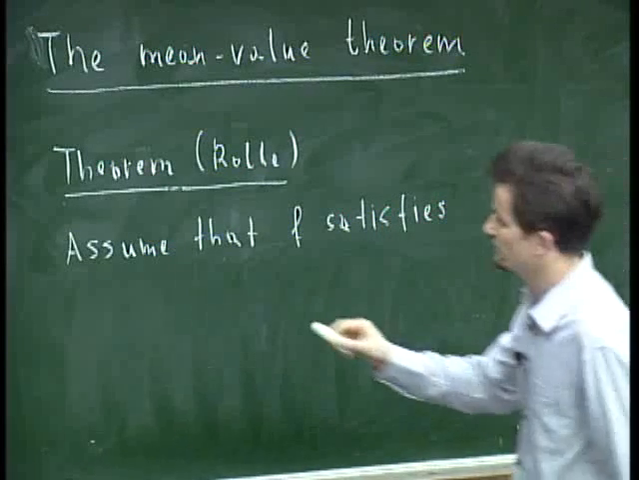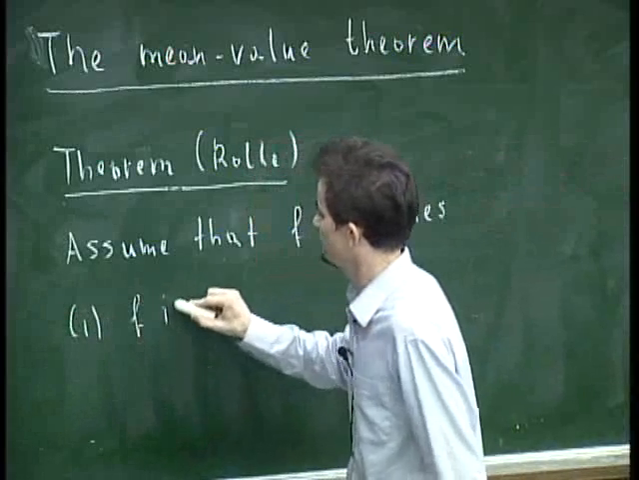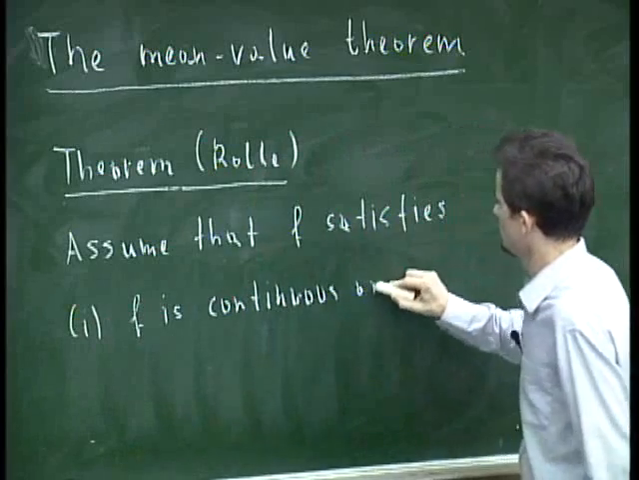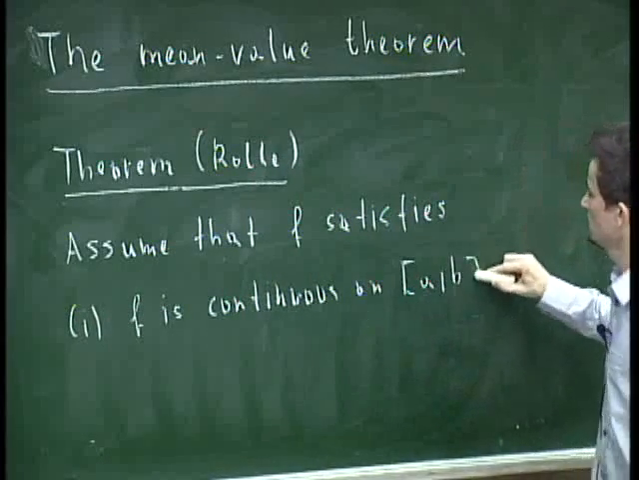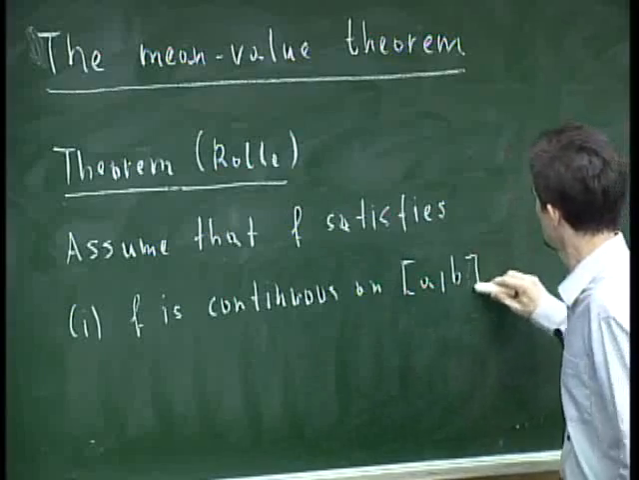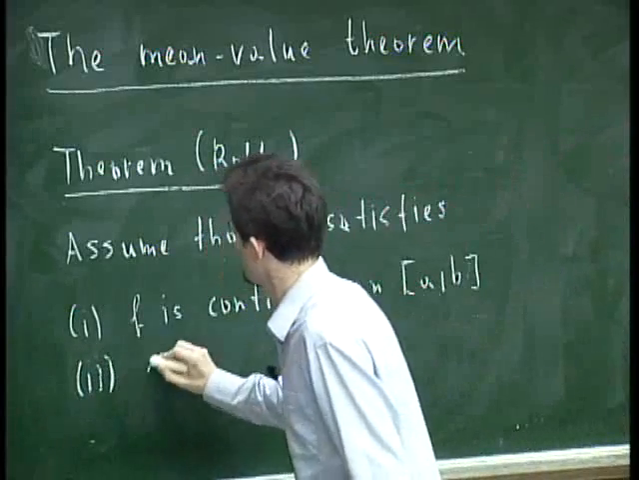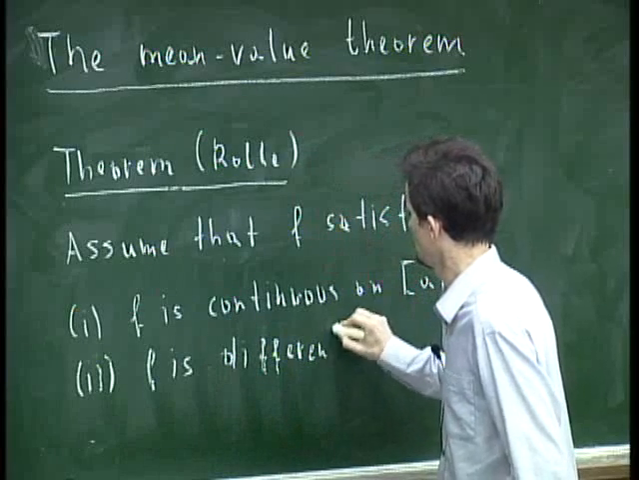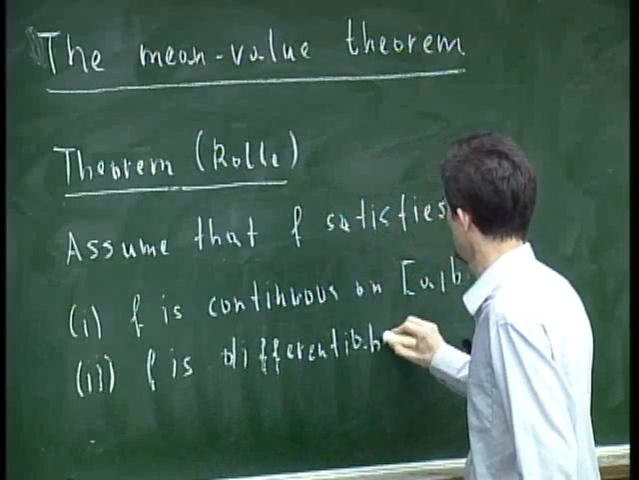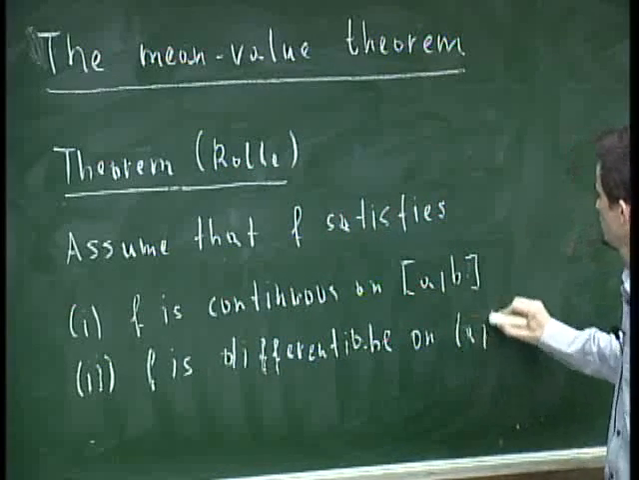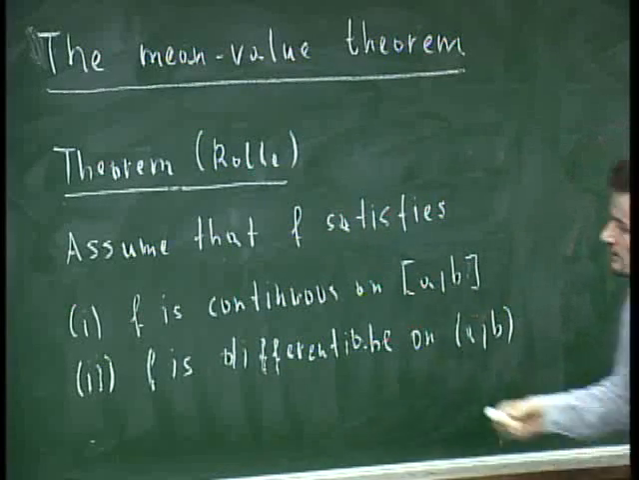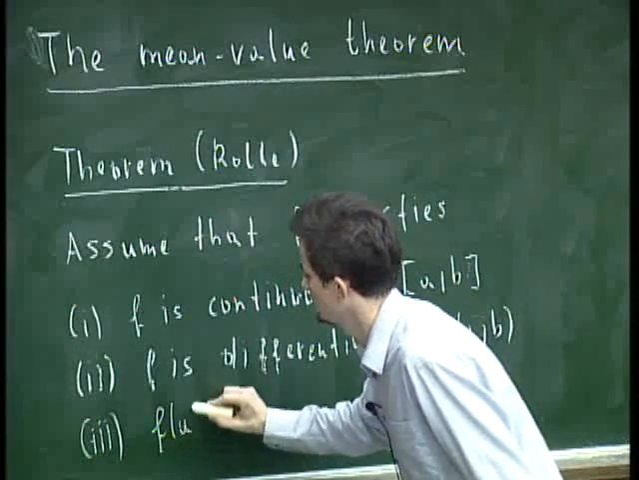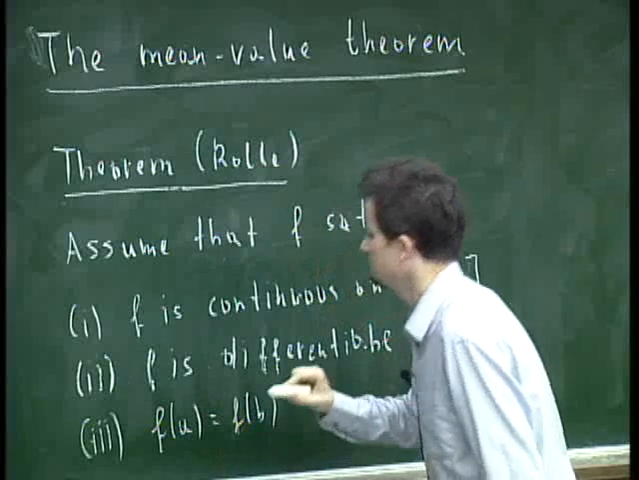The function satisfies, first, f is continuous on the closed interval AB. Second, f is differentiable on the open interval AB. And the third condition, f of A is equal to f of B.